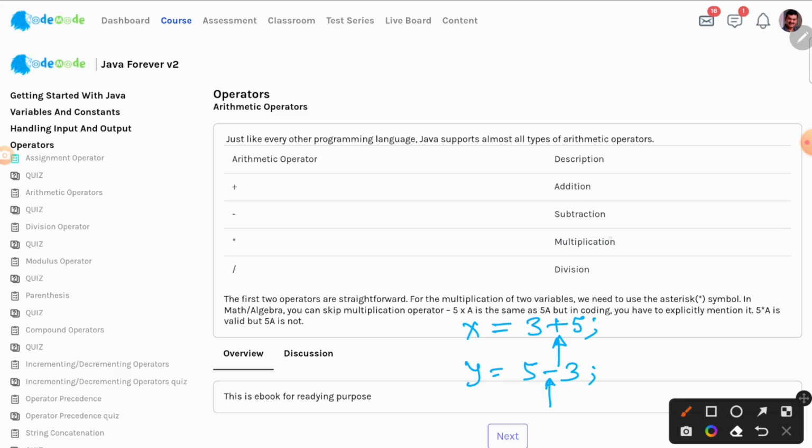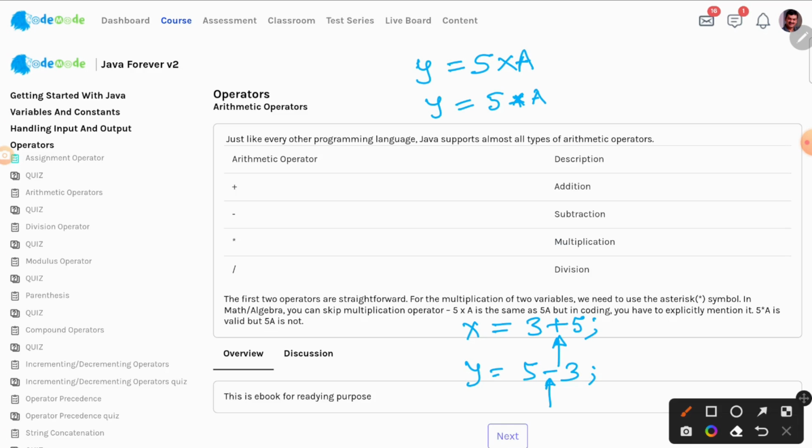For multiplication, we don't use x. In algebra, you can say y equal to 5 times a. The x sign is not permitted. For multiplication, you use a star or asterisk. You can say y equal to 5 asterisk a.